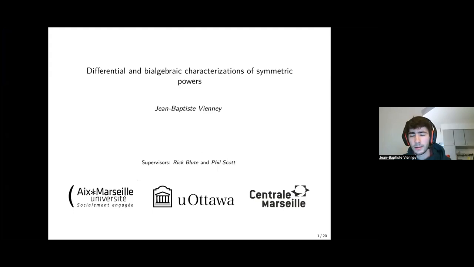And I will explain conjectures, because for the moment they are still conjectures, for characterizing the symmetric powers in different ways than the usual definition. One characterization will be related to the differentiation of homogeneous polynomials, and the other will be in terms of a special kind of bialgebra.